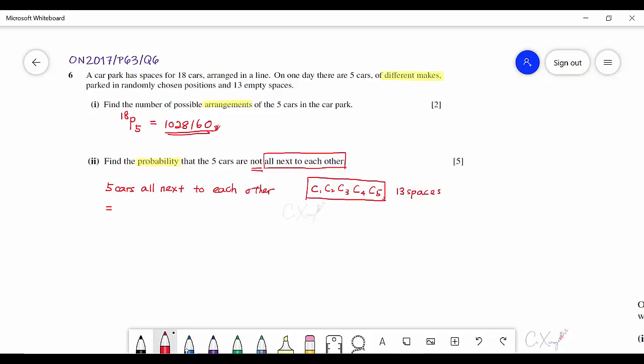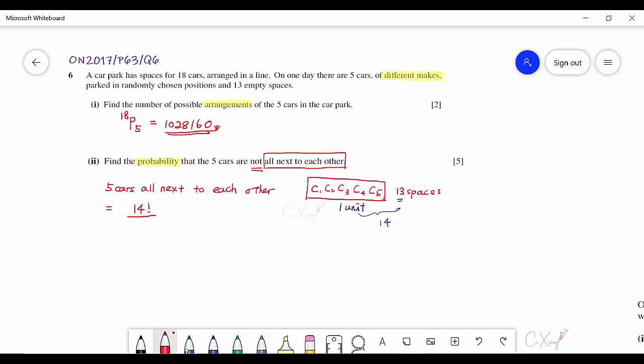Then these 5 cars, I will treat as one unit because they must be all next to each other. So I treat all these 5 cars as one item only, so that the arrangement for these 5 cars are all next to each other. This is one unit, and you have 13 spaces, which is 13 units. So 13 plus 1, total is 14. That means you are going to arrange 14 objects, so it will be 14 factorial.